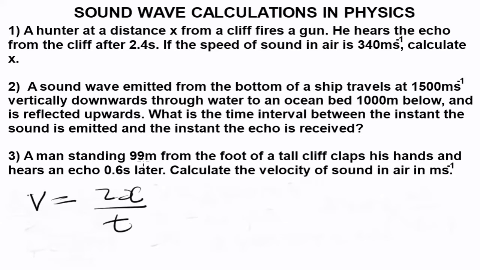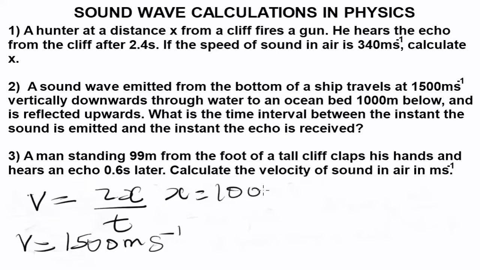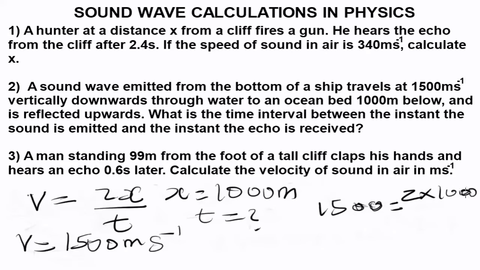So in this question, let's bring out the parameters. We have our v to be 1,500 meters per second, and we have the distance x to be 1,000 meters. The time is unknown, so we're looking for time. Let's input these parameters in this formula. When you do it, you're going to have our v, 1,500, equals 2 times 1,000 over t.